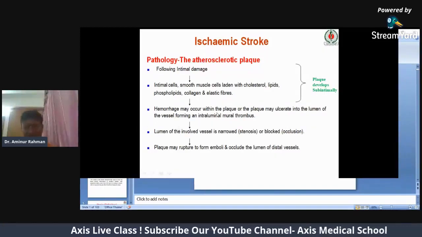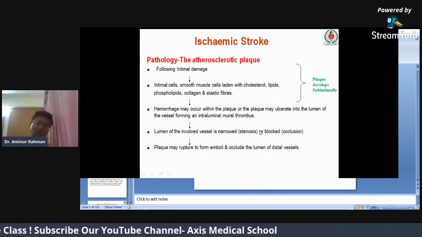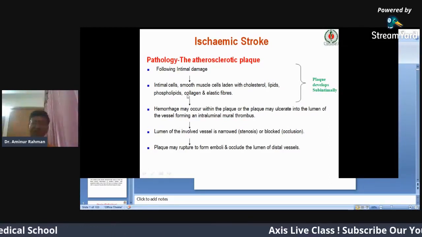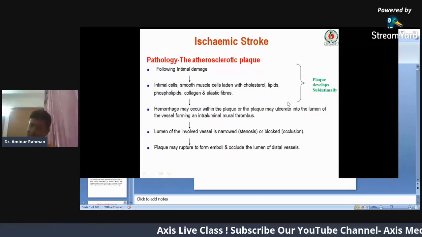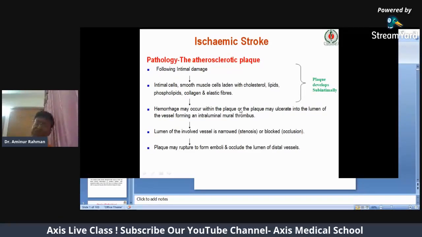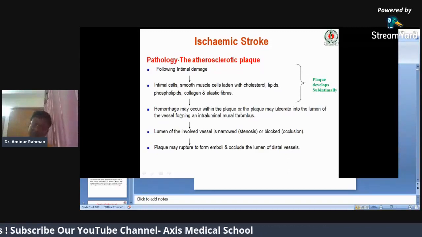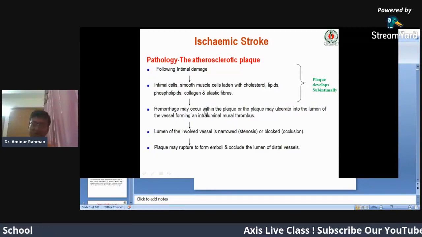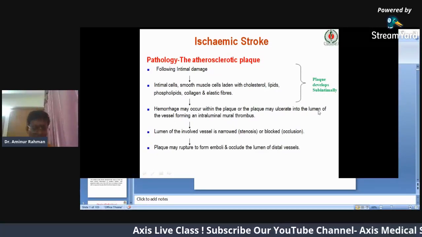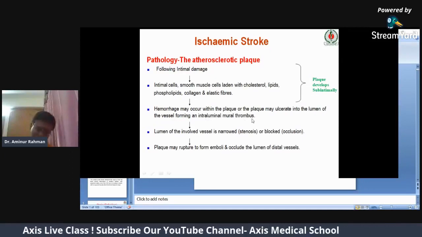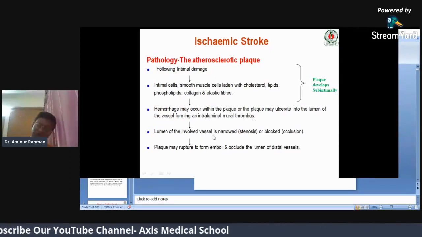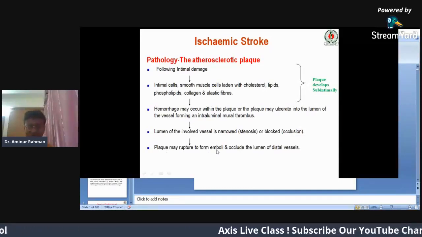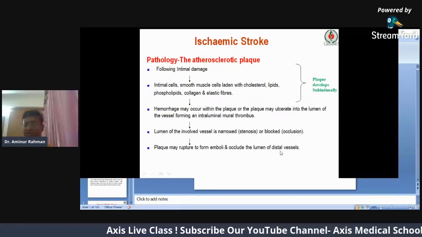And this plaque may be stable or unstable. When a stable plaque is formed, it is better. When an unstable, ulcerated plaque is formed, it is very dangerous to the person. Hemorrhage may occur in the plaque, or the plaque may ulcerate into the lumen of the blood vessel, forming an intraluminal mural thrombus. The lumen of the blood vessel is narrowed and blocked. And the plaque may rupture to form emboli and occlude the lumen of a distal vessel.